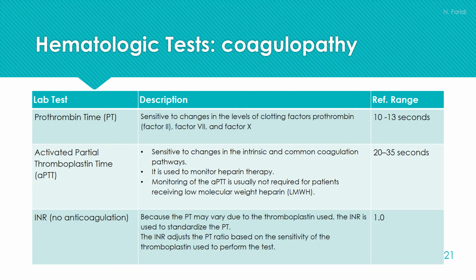Some examples of coagulopathy are prothrombin time, activated partial thromboplastin time, and INR. INR value is one that I would like you to commit to memory.